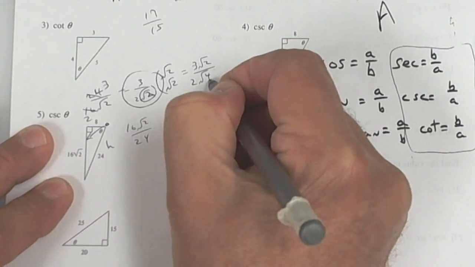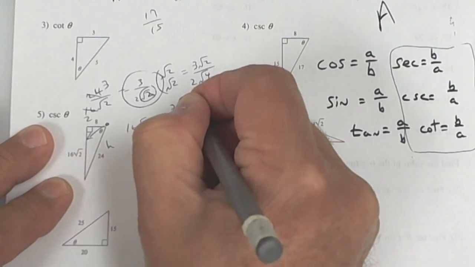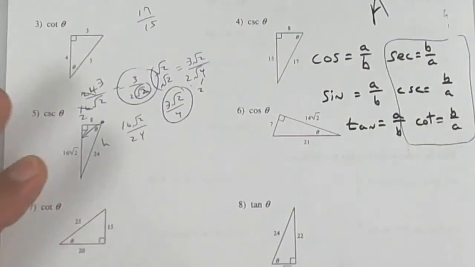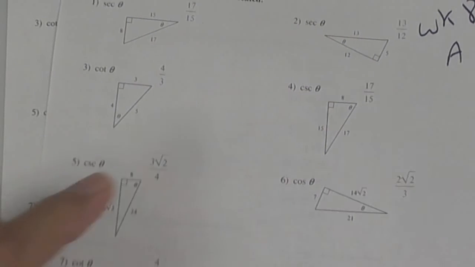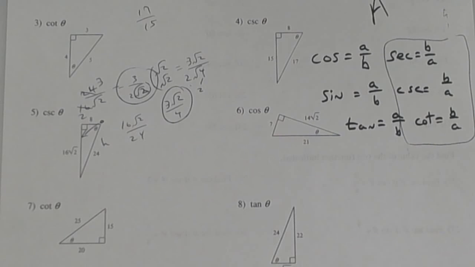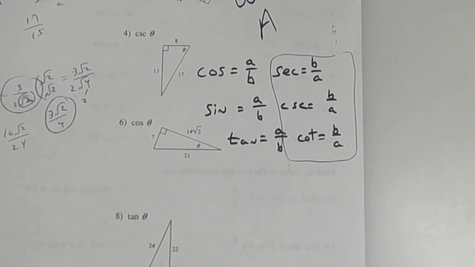But the square root of 4 is 2, remember? So 2 times 2 is 4. So it's going to be 3 square root of 2 over 4. So you're going to have to rationalize your denominator on some of these. And there's the answer. Okay, so that one was right. I just didn't finish it. And that's how you work these problems, okay? So again, you got to refer to these right here. All right, that's it. Have a good morning.